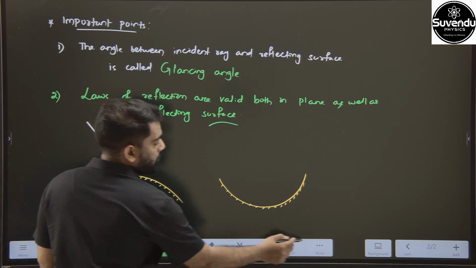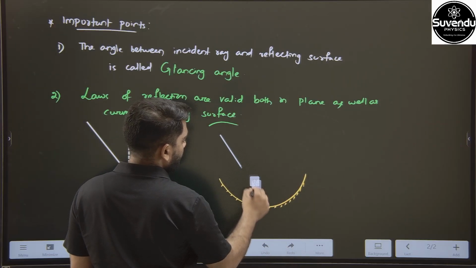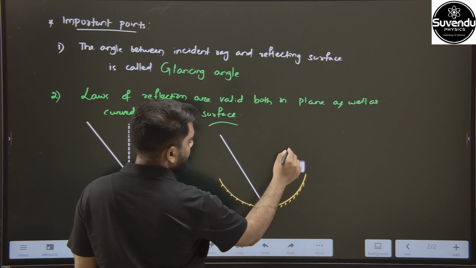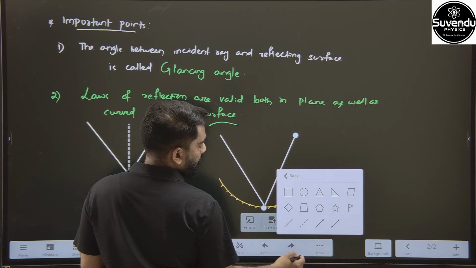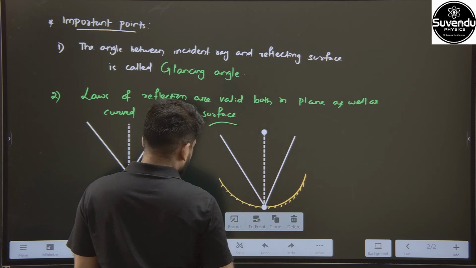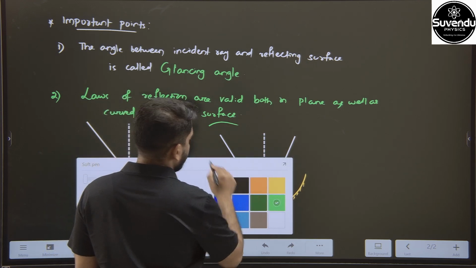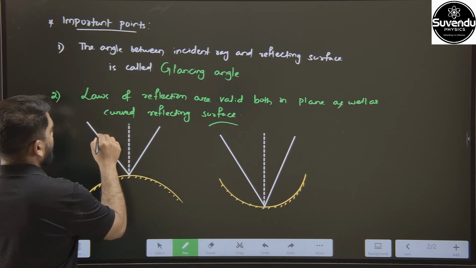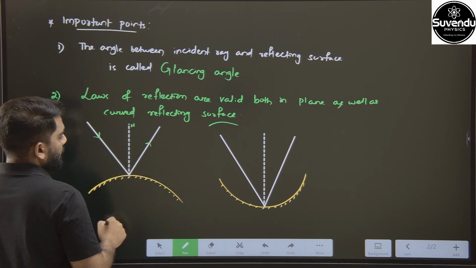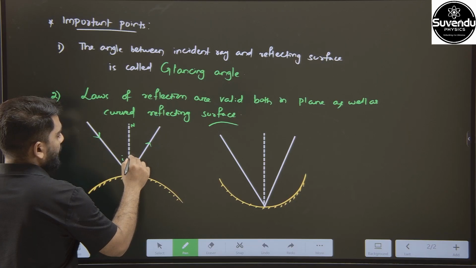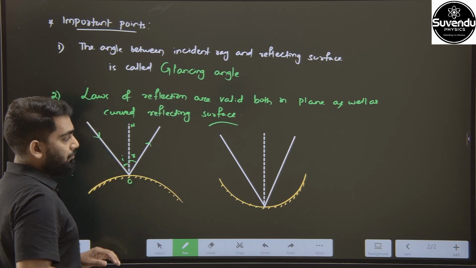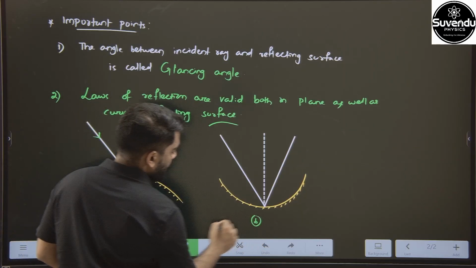In diagram number 2 also, we can draw the same thing. This is incident ray and this is our reflected ray. And at the point of incidence, now draw the normal. With proper arrow marks, we have to show the diagram. This is incident ray, this one is reflected ray, and this is normal. This is angle I, this one is angle R, and O is the point of incidence for this curved reflecting surface. This is, suppose, figure A.